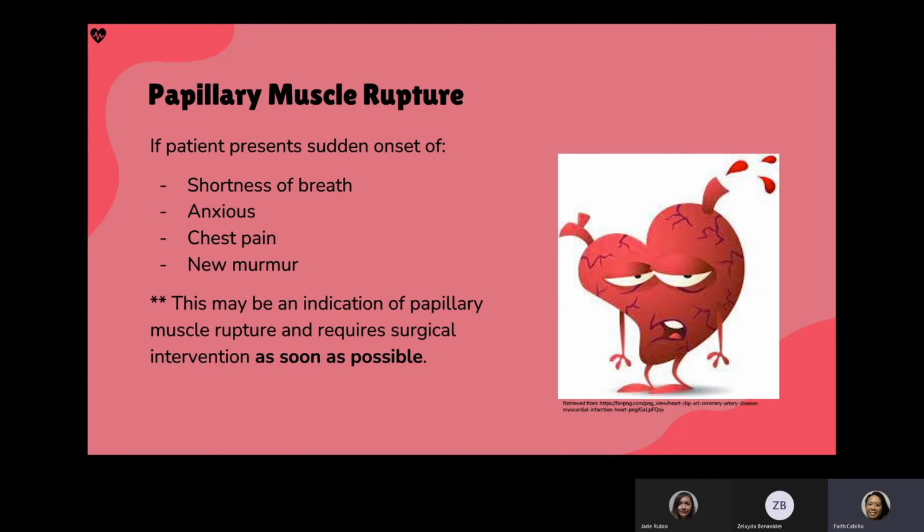One important thing to consider when assessing your patient is to be aware of any sudden shortness of breath, anxiousness, chest pain, or any new murmur. These, when experienced together, can be a cause of papillary muscle rupture. This is a life-threatening situation that must be addressed immediately. Recall that the papillary muscle holds and supports your valves, so if it ruptures or becomes damaged, your valve will no longer be supported.